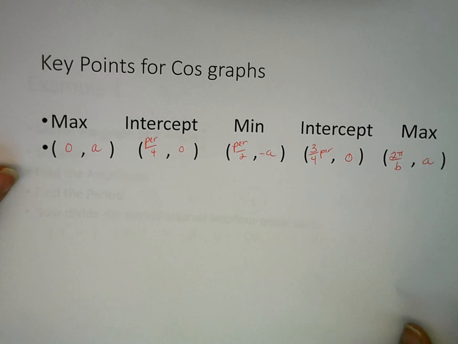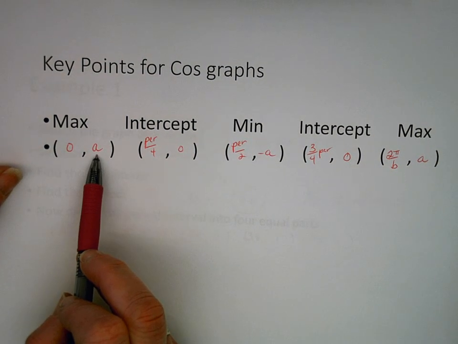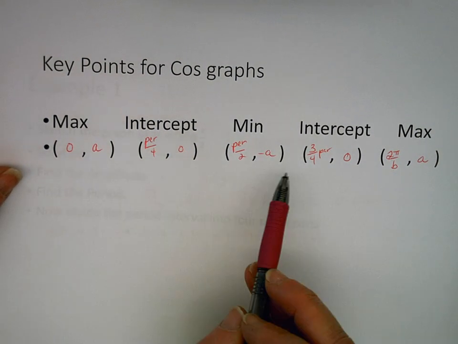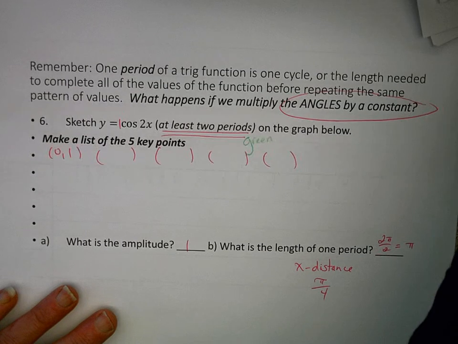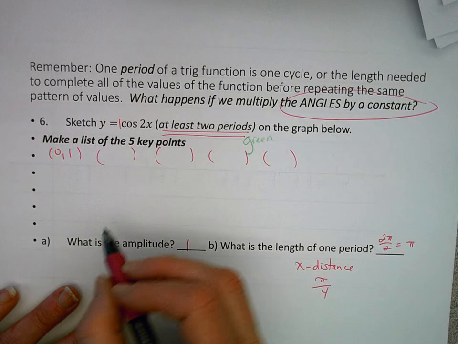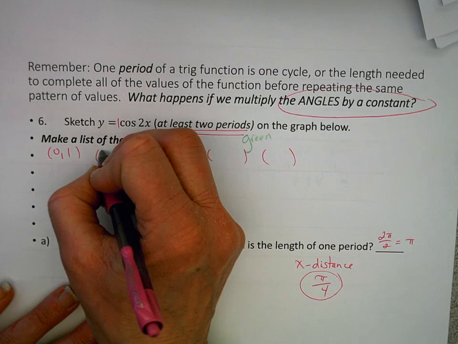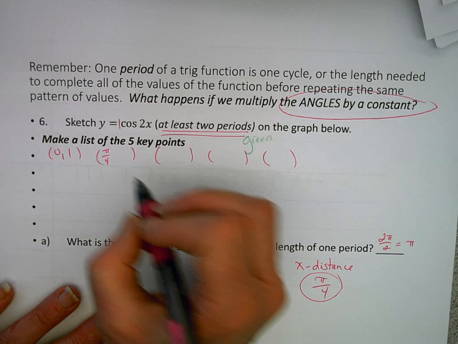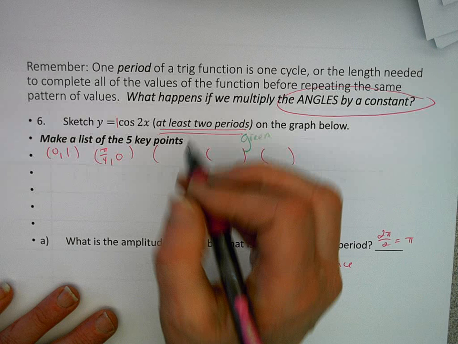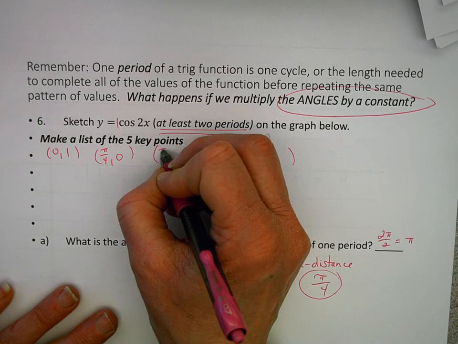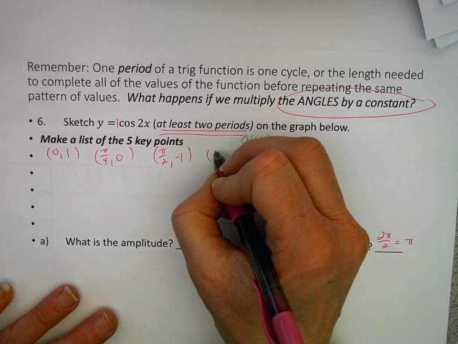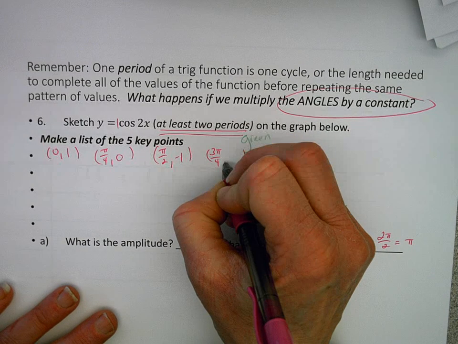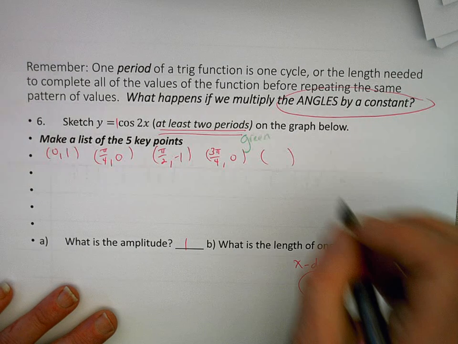And look at here. Cosine graph goes 0, a, whatever a is, then a fourth of the period to 0, and so forth. So that's what we're going to do. We're going to start at 0, a, which is 1. The distance is pi over 4, so this next point is pi over 4, 0. Then 2 pi over 4, which is pi over 2, negative 1. 3 pi over 4, 0. And then pi back to 1.